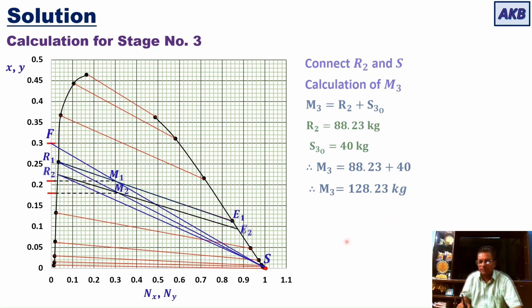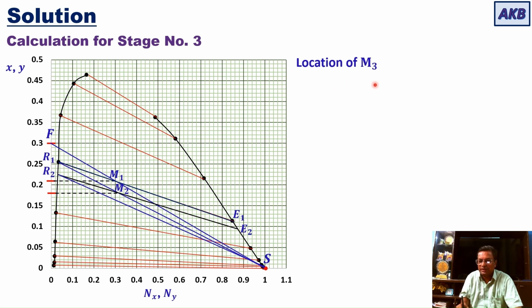Then after getting M3, the location of M3 represents the mixture that is obtained when R2 raffinate from the second stage is mixed with fresh solvent. So it will be located at XM3 equal to 0.15. We are going to use that. So 0.15 is over here. Then we will go to the line R2S. The intersection point will be nothing but M3. So in this way M3 is located.